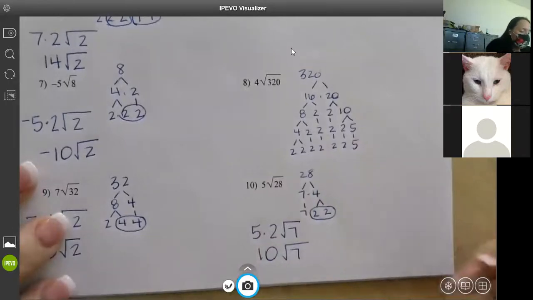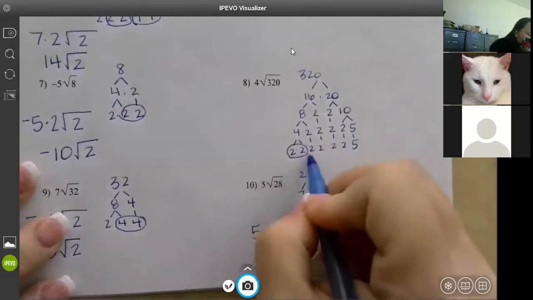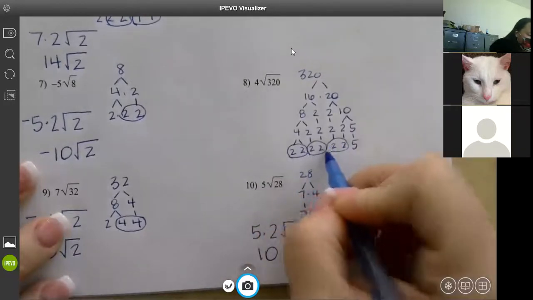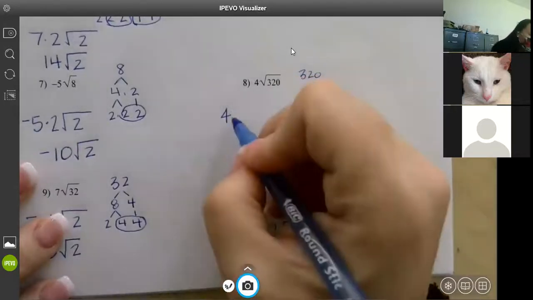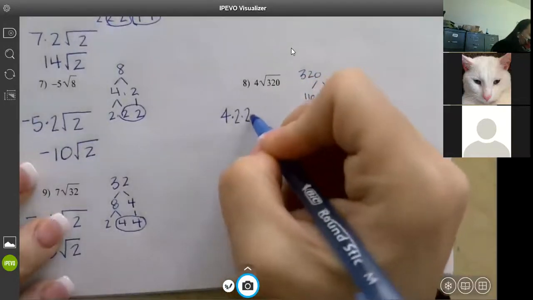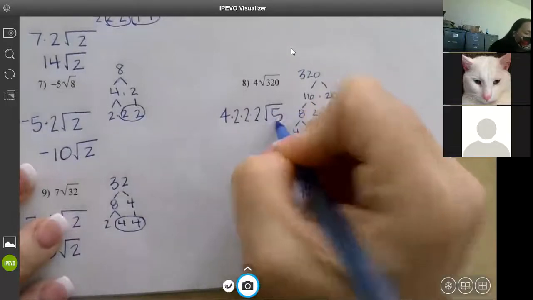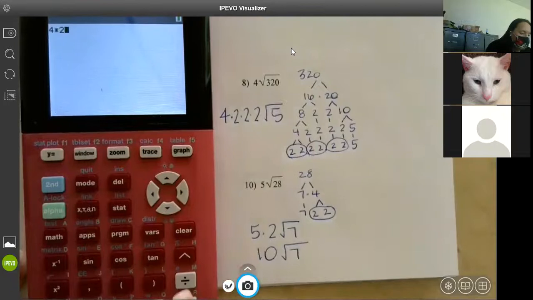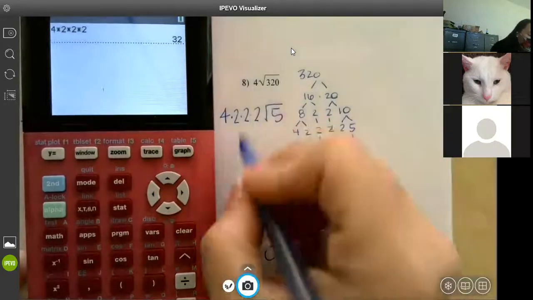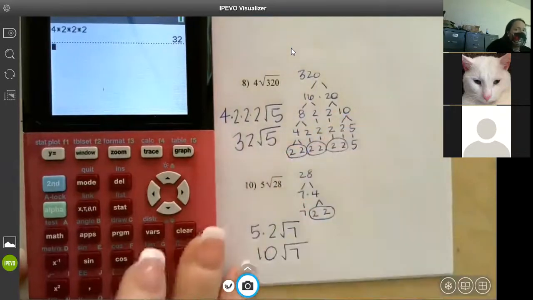All right, what do you have pairs of? How many of them? 3 pairs, right? So that means I'm going to pull that 4 was already outside. You said I had 3 pairs of 2s. What did I not circle? 5. Multiply these together if you have to use your calculator. 4 times 2 times 2 times 2 gives you 32 square root 5.